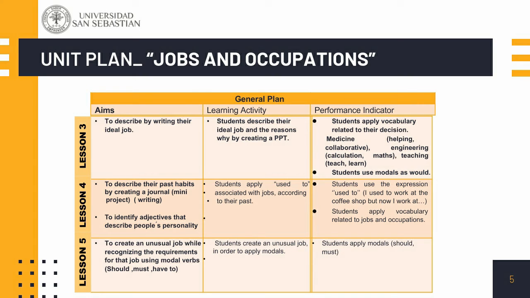Lesson number 5. The aim would be to create an unusual job while recognizing the requirements for that job using modal verbs like should, must, have to. The learning activity, students create an unusual job in order to apply modals. The performance indicator would be students apply modals like should and must.